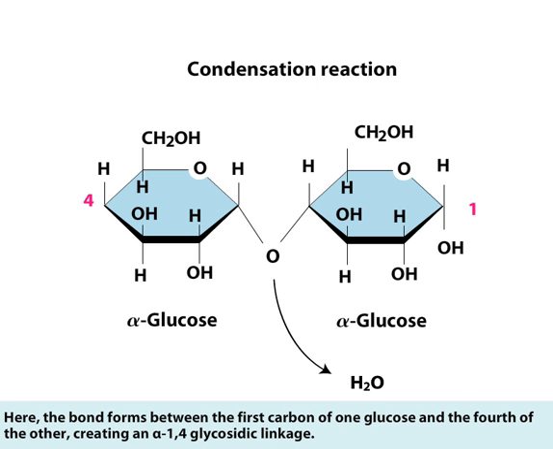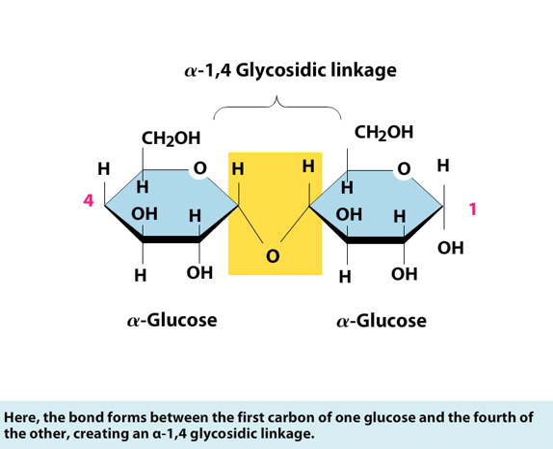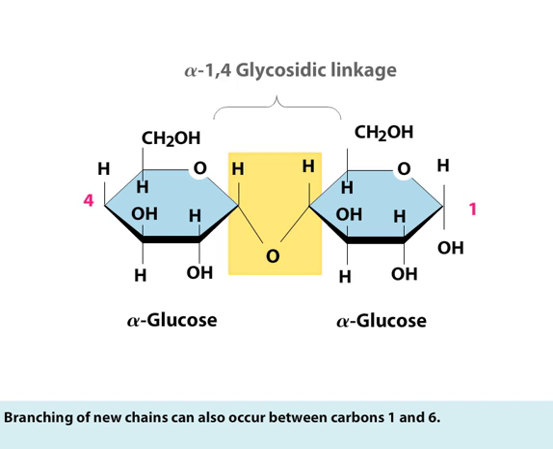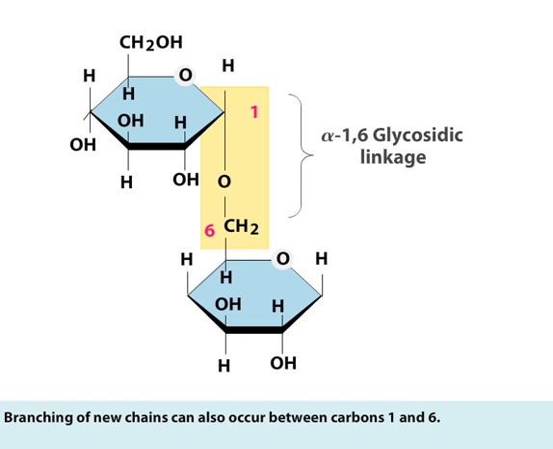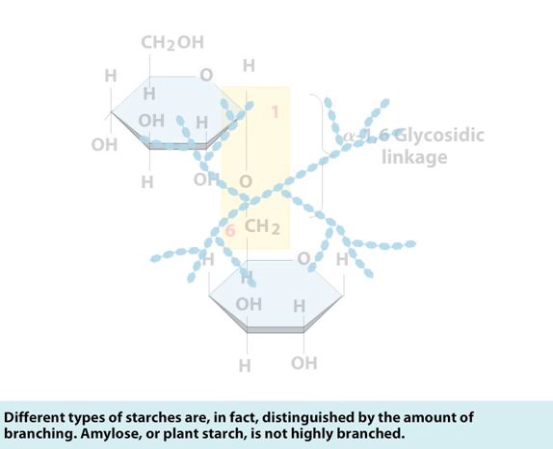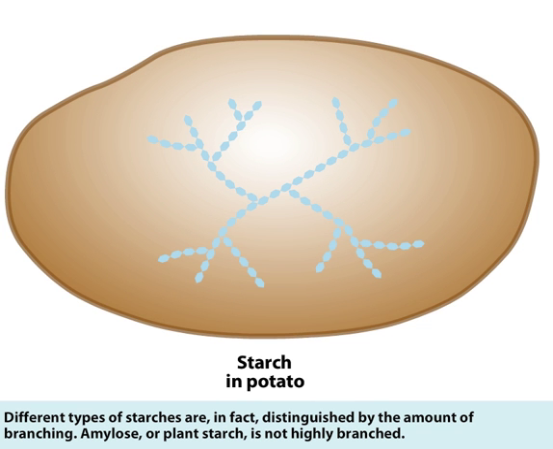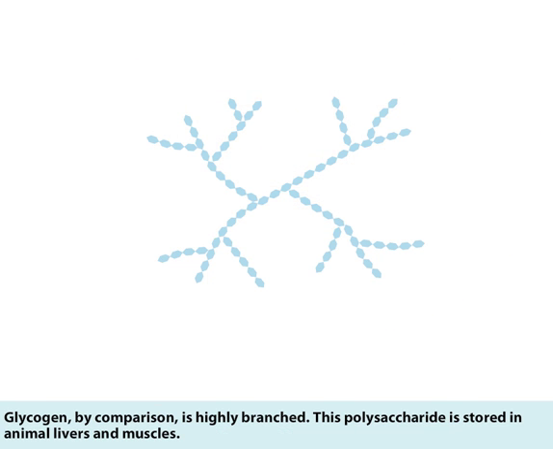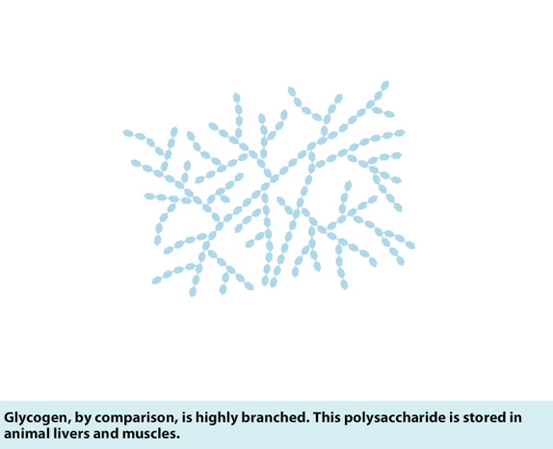Here, the bond forms between the first carbon of one glucose and the 4th of the other, creating an alpha-1,4-glycosidic linkage. Branching of new chains can also occur between carbons 1 and 6. Different types of starches are, in fact, distinguished by the amount of branching. Amylose, or plant starch, is not highly branched. Glycogen, by comparison, is highly branched.